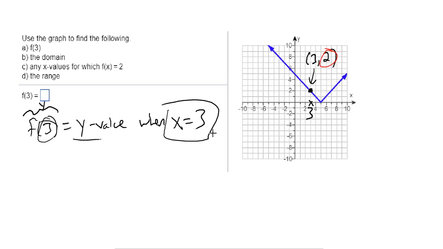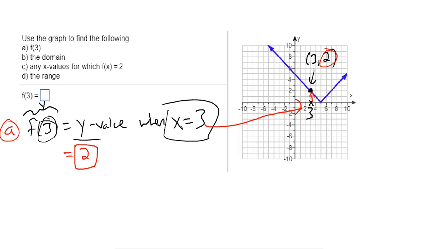Right? They're telling me x is equal to 3. I find that here. And then from that, I get this point. And then from that point, I get a corresponding y value of 2. Right? That's the y-coordinate that goes along with the x-coordinate of 3. And so that's the answer to this question, right? You want the y-coordinate for that. Okay, so that's part A.